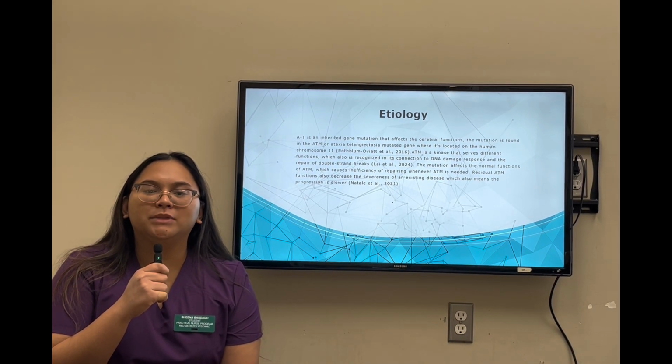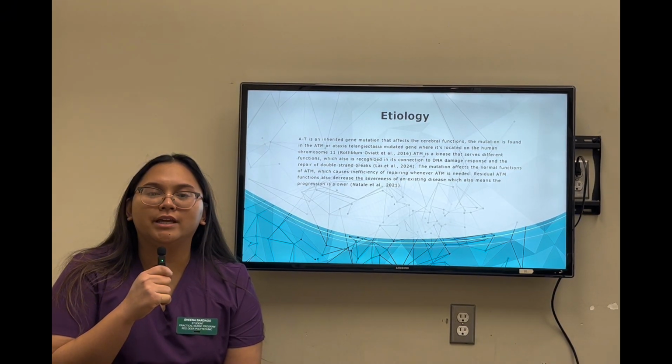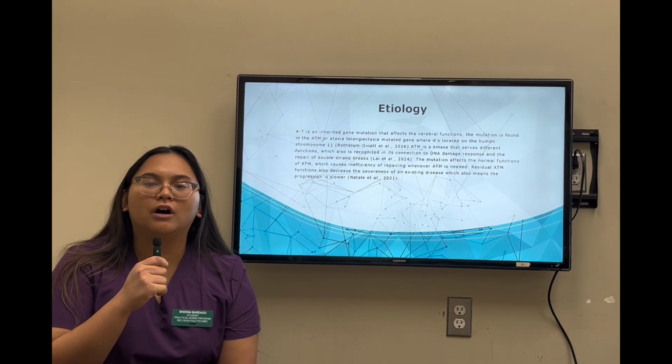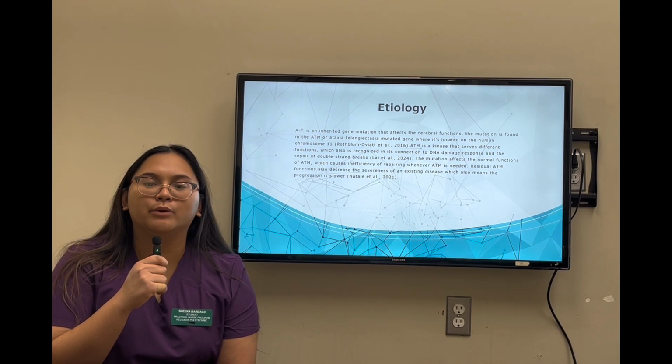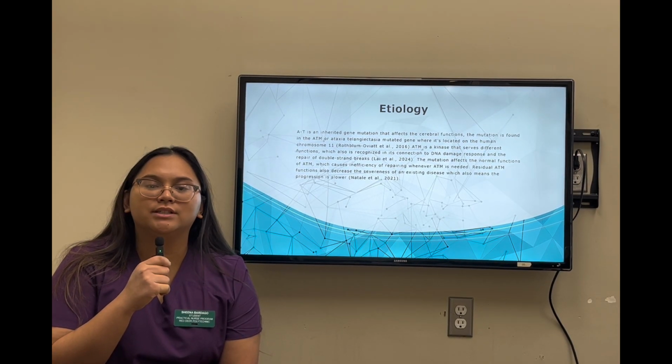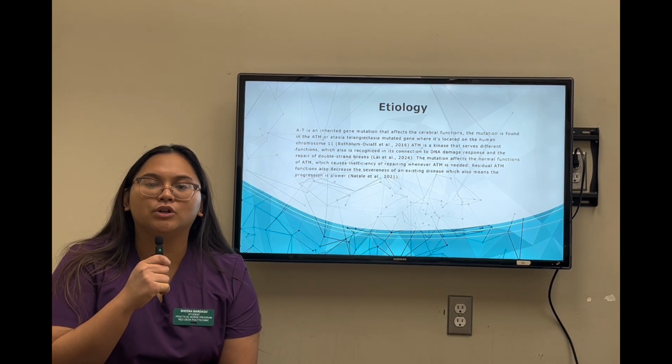Whenever ATM detects broken double stranded DNA, it fixes it. The mutation affects the normal functions of ATM, which causes inefficiency of repair whenever ATM is needed. Residual ATM function also decreases the severity of an existing disease, which also means the progression is slower.